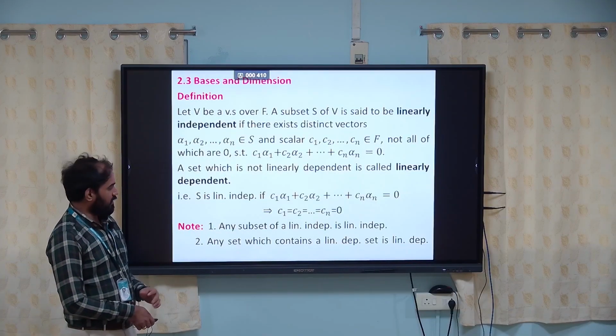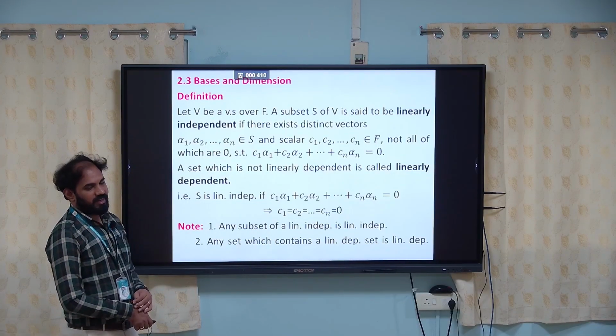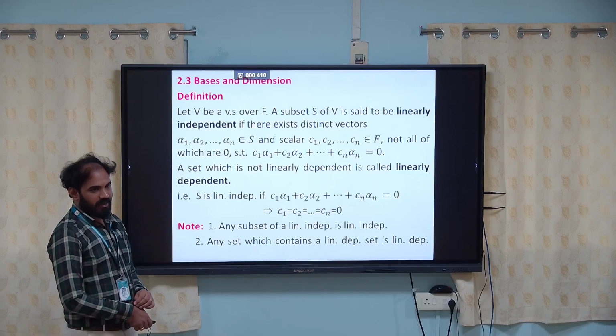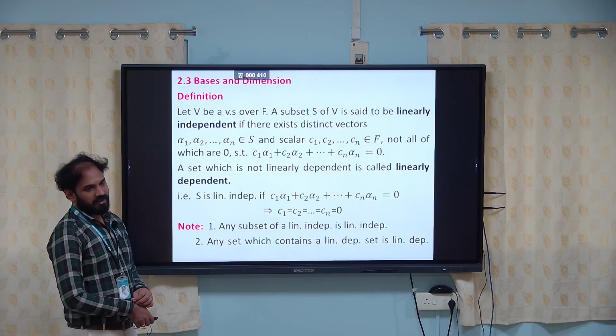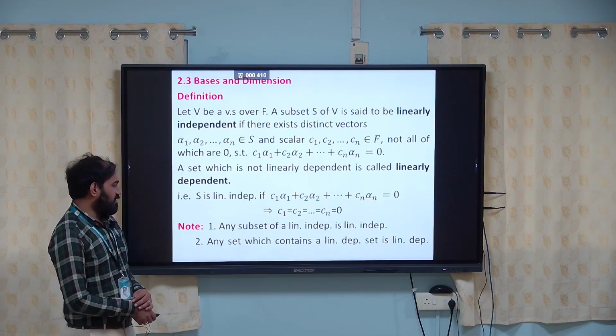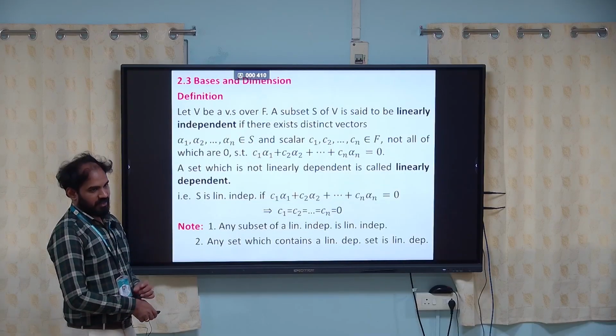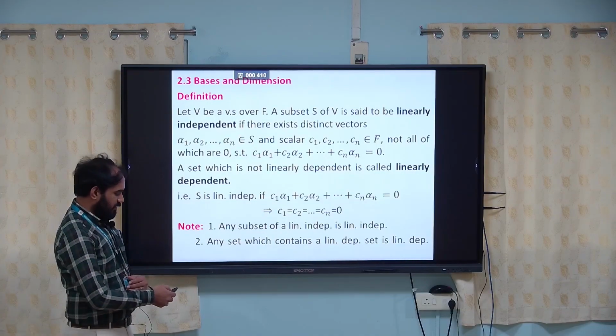Next we are going to see some notes. Any subset of a linearly independent set is linearly independent. If we are considering a set S that is linearly independent, we can also take some subset of S, and the subset should also be linearly independent. Any set which contains a linearly dependent set is linearly dependent. Here S is a linearly dependent set, W is a superset of S. That means W is also linearly dependent.